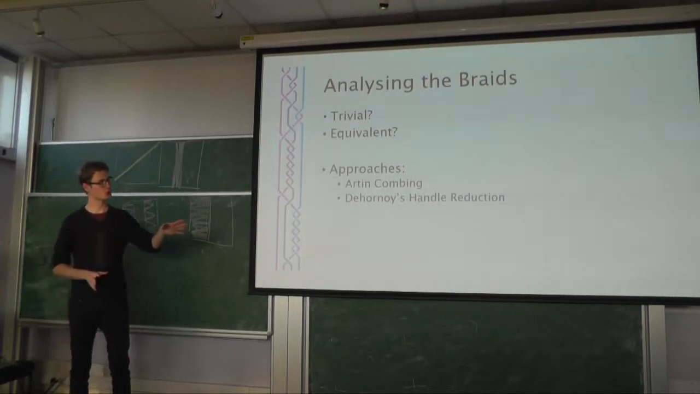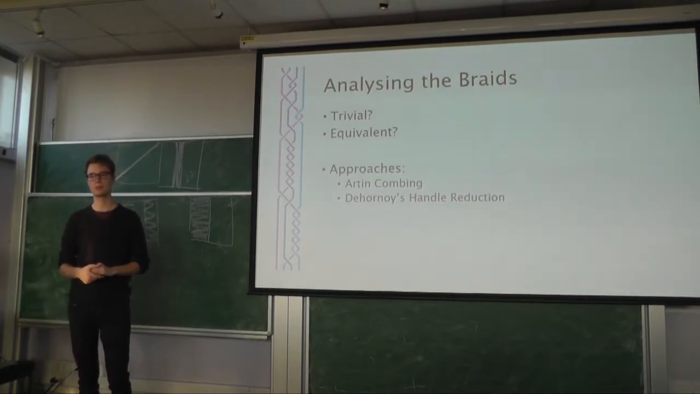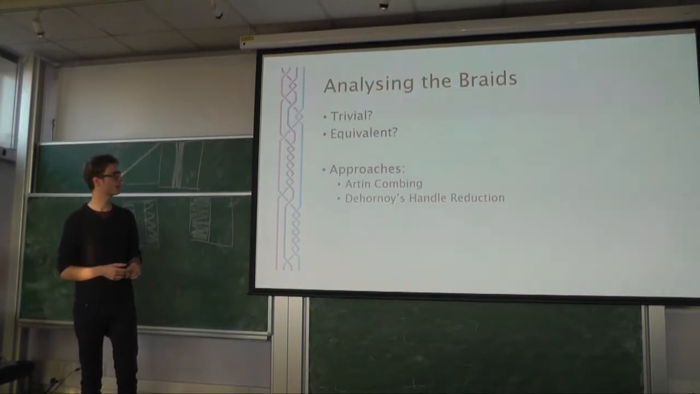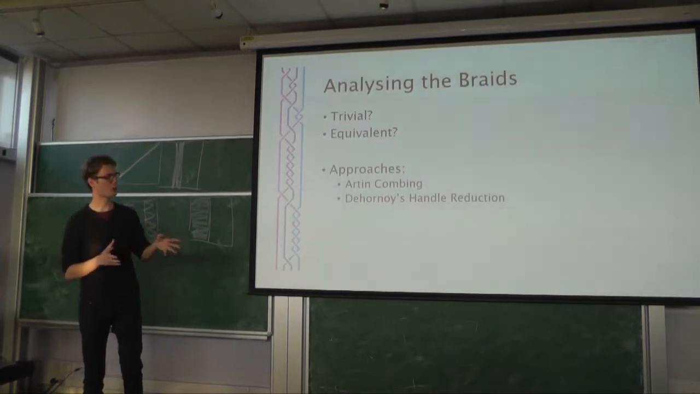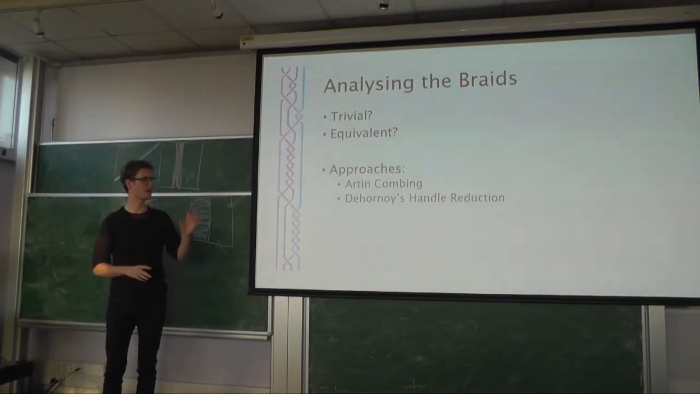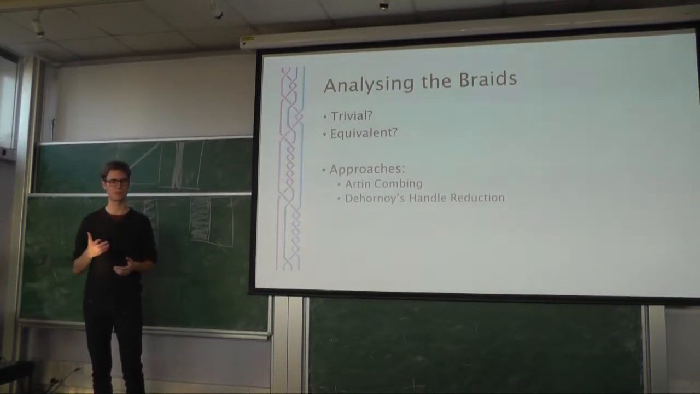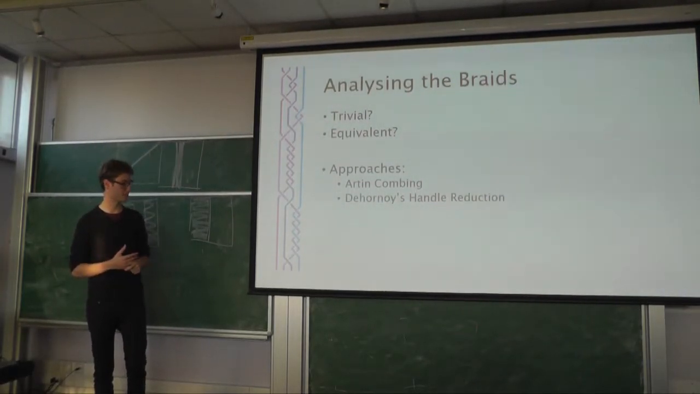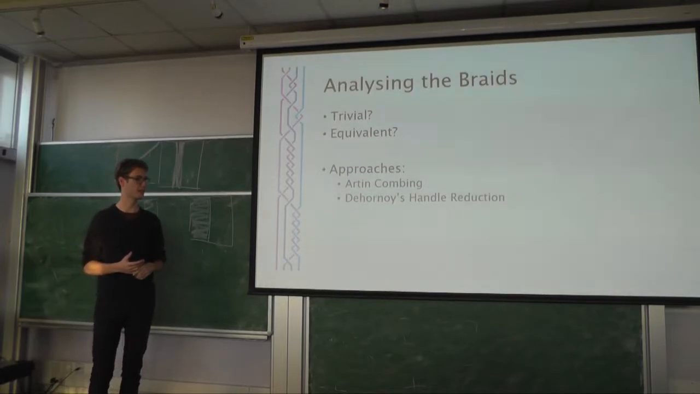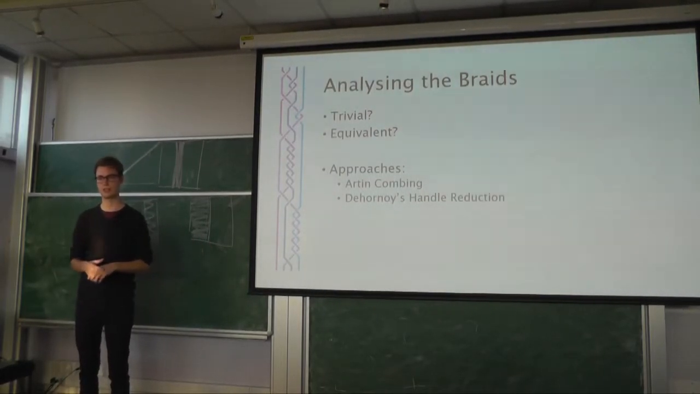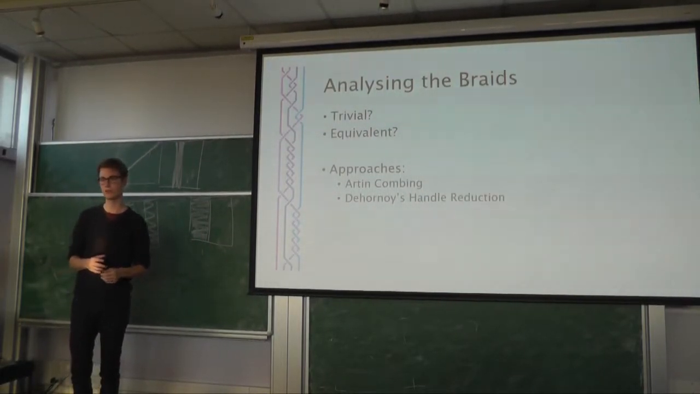There were 2 approaches to answering these questions. I won't go into the details. Artin combing is a very early algorithm for comparing braids, which is very expensive computationally, and then the handle reduction algorithm is more recent and a lot faster in practice.